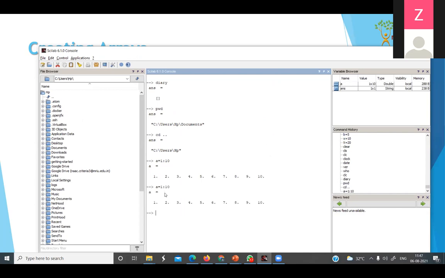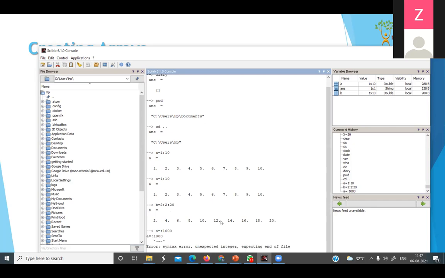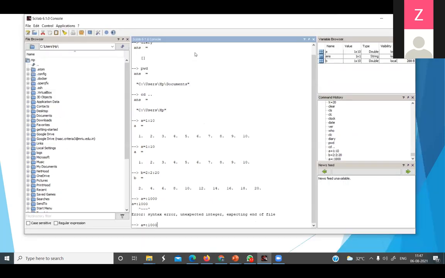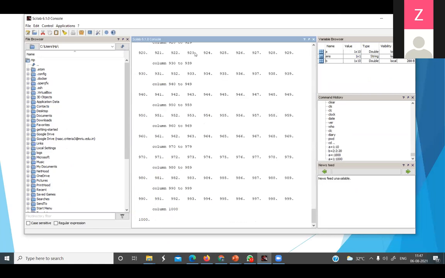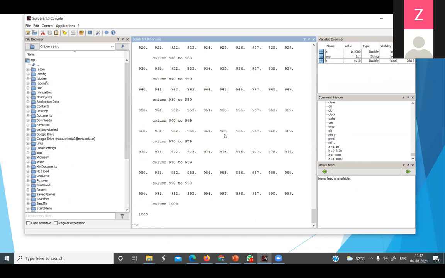And if I want to assign the numbers with some stepping, say B equal to 2 with a stepping of 2 up to 20, these numbers are assigned: 2, 4, 6, 8 up to 20. And there is no limit on the last number to which it can be assigned. Maybe if I want to assign numbers from A to say 1000, the numbers get assigned in a fraction of a second.